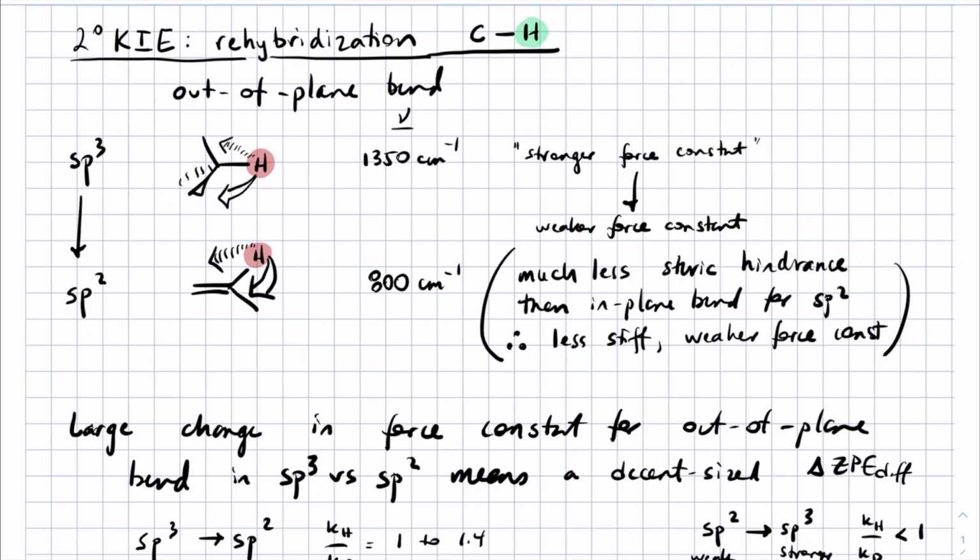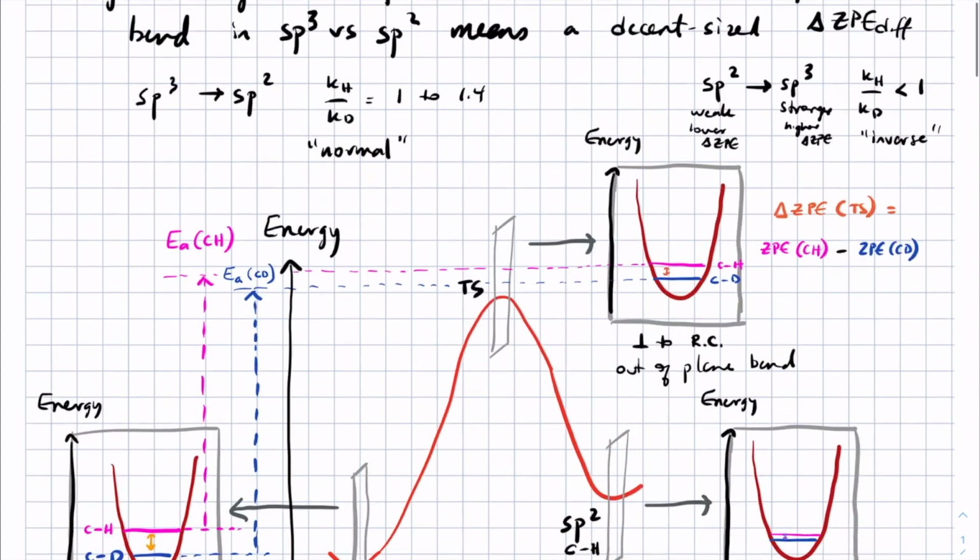Now, remember what we talked about last time. The zero-point energy difference that you're going to see is proportional to the strength of the force constant. So if we go from a stronger force constant to a weaker force constant, that means that we're going from a larger zero-point energy difference to a smaller zero-point energy difference. And this will create a situation in which we can get a kinetic isotope effect.